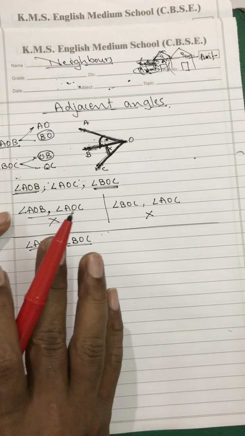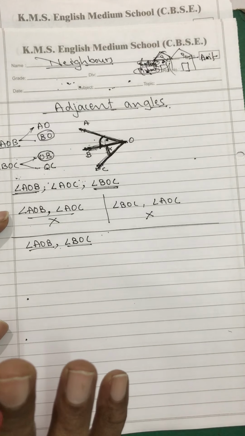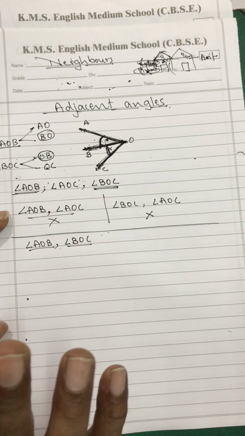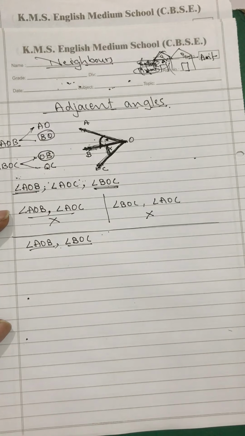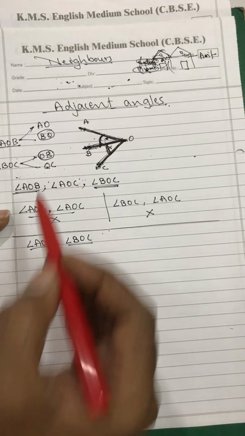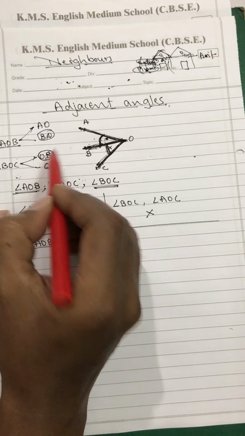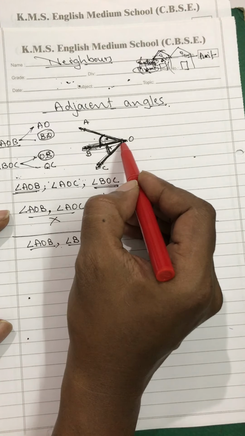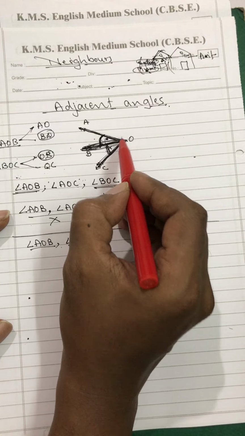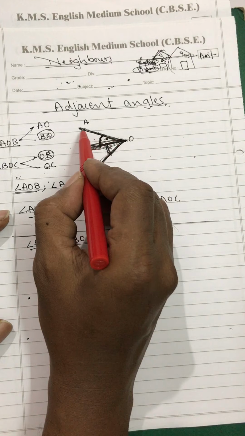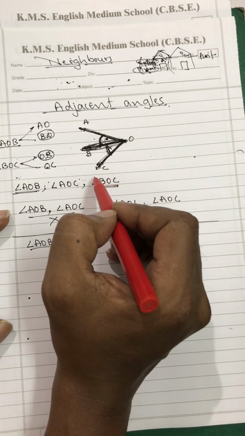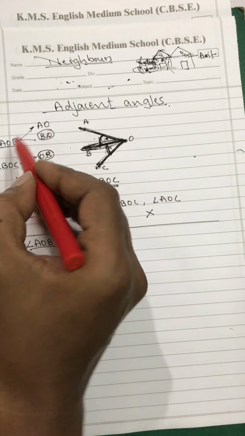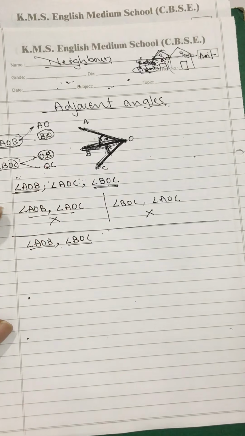Two arms, two angles: they should have one arm in common, and that common arm should be between the other two arms. This OB is the common arm, and it is between the other two arms, OA and OC. Then these two angles are adjacent angles. This is one more way of understanding it.